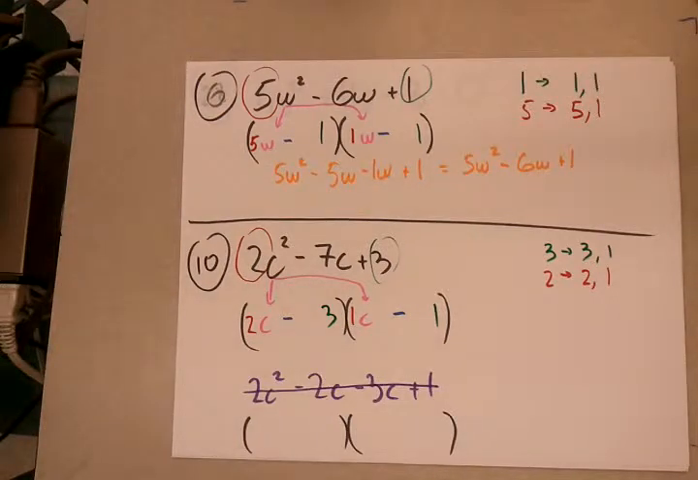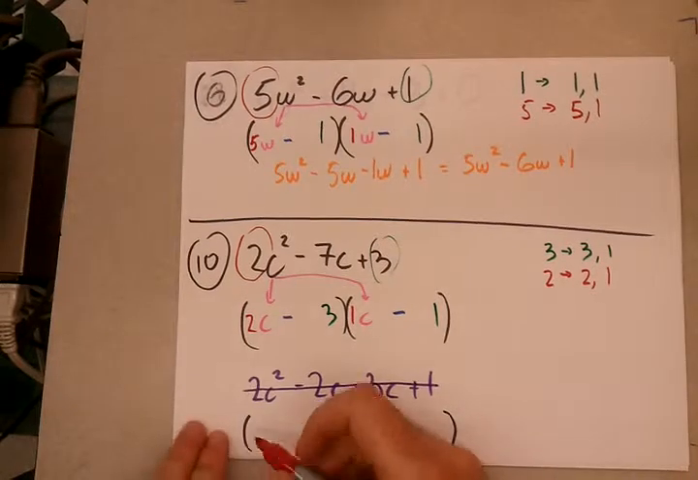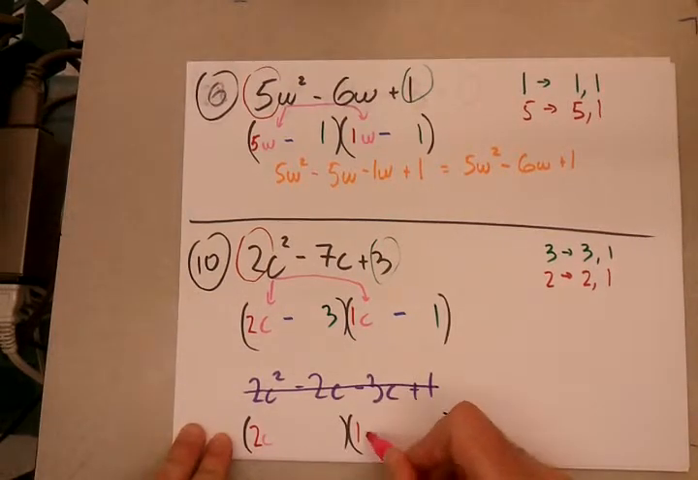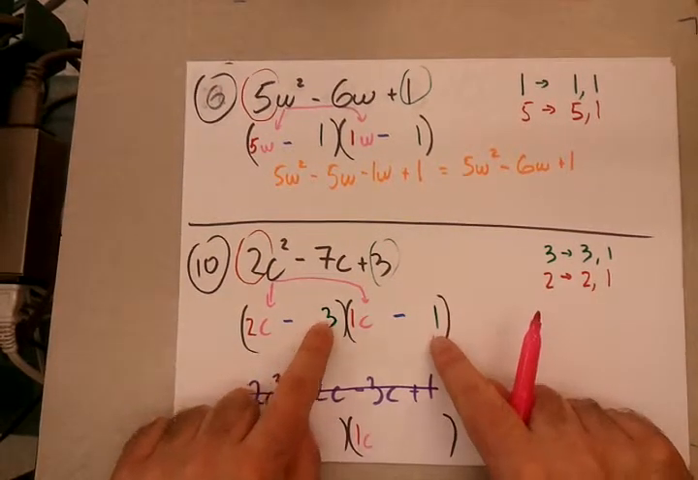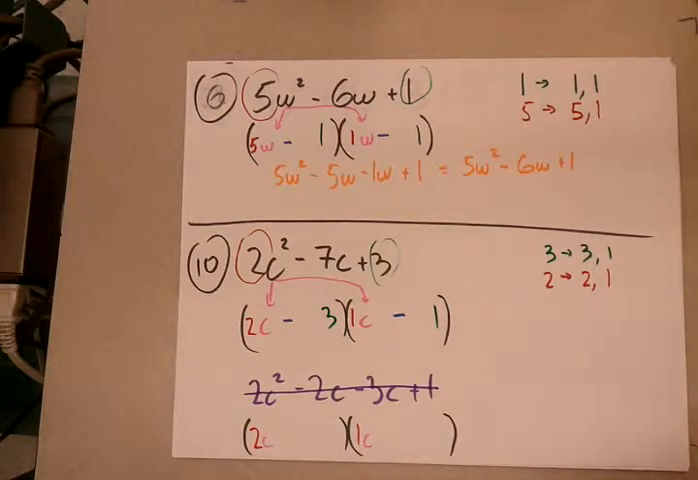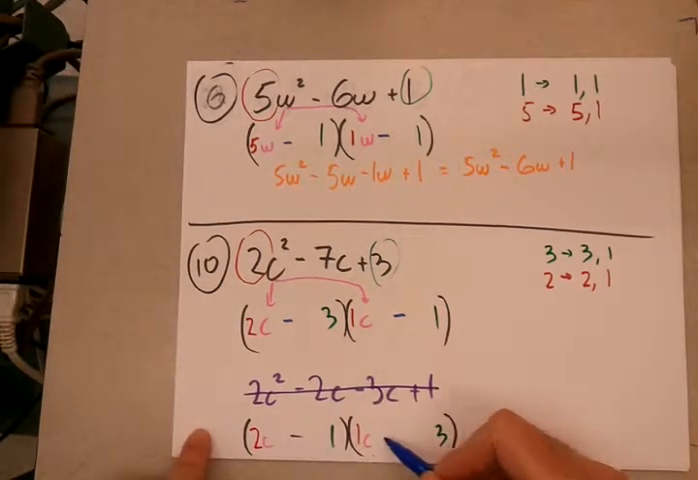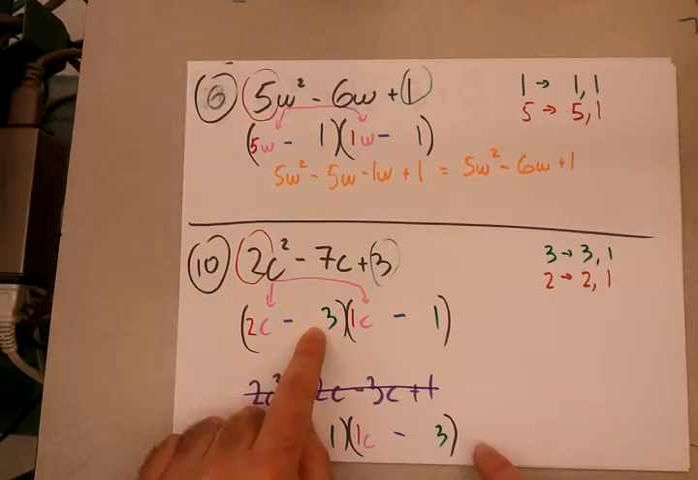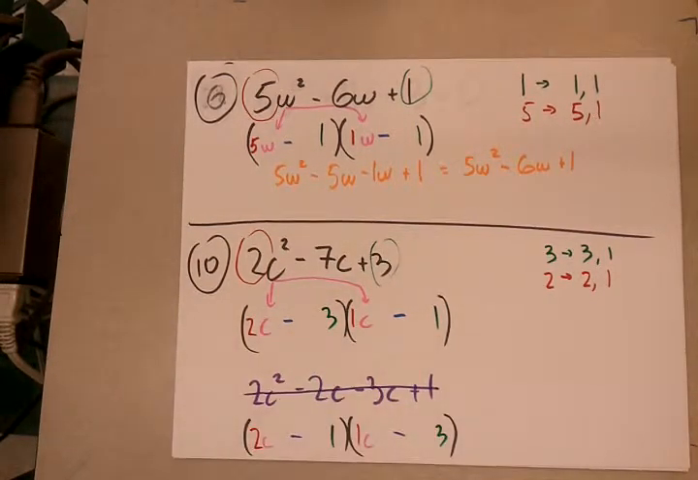So I'm going to keep the 2 where it is, so the 2c in the first position. So 2, 1 here. Of course, c, c. I'm going to flip the 3 and the 1. Let's try that. I think that's going to be the key here. And the signs are still, of course, negative, negative. So all I did is I flipped the 3 from here to here, and the 1 took its place.